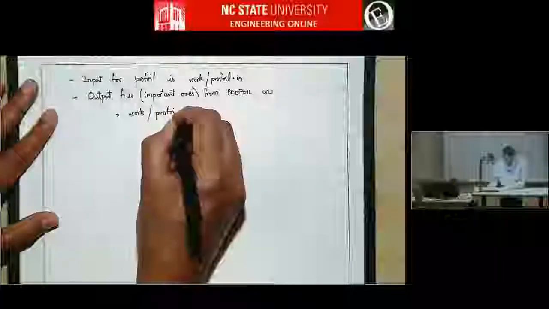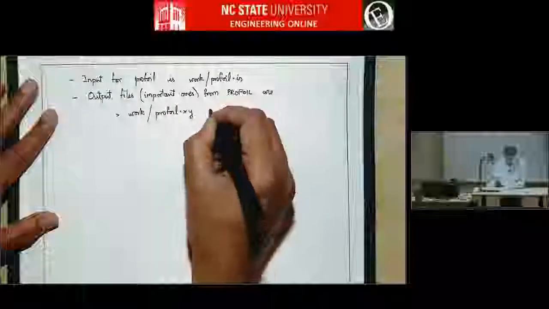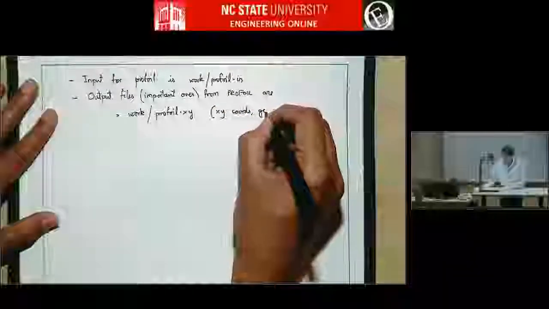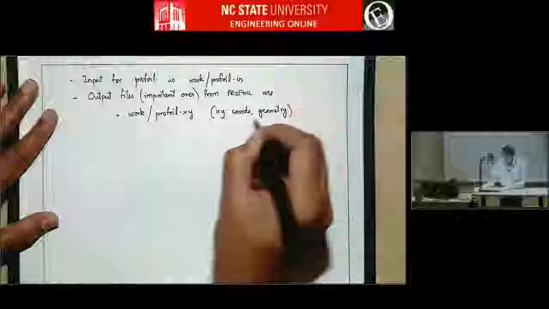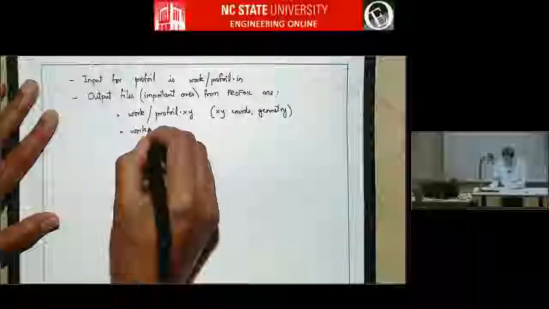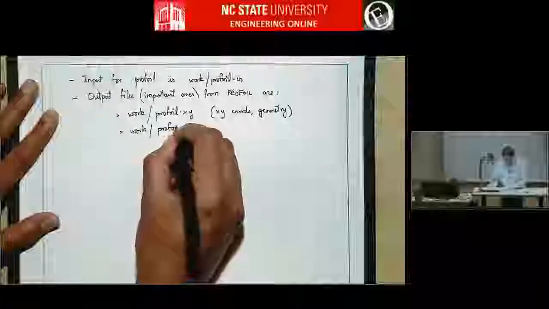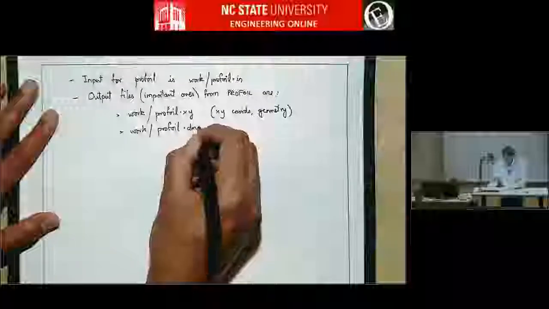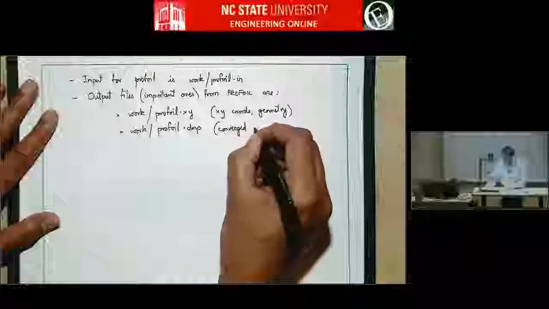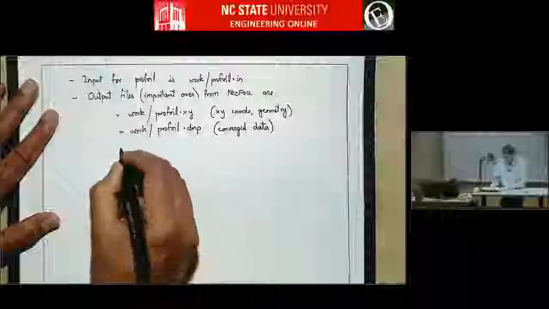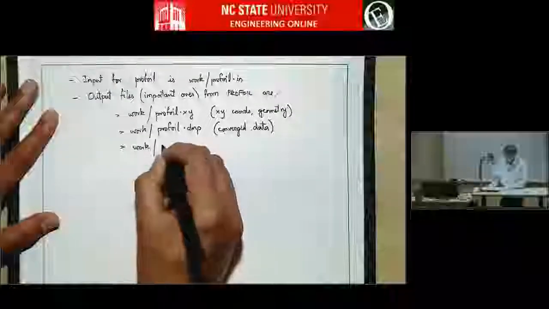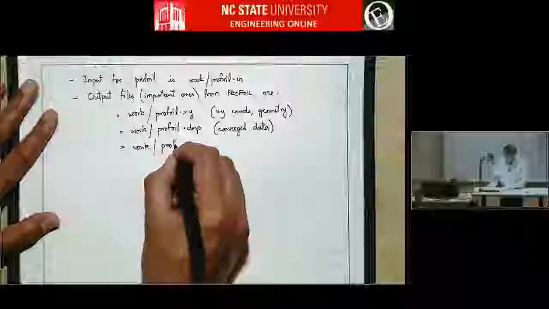So profoil.xy, and this has the xy coordinates, which is really the geometry of the airfoil. And then profoil.dump. This will have the converged data, and we'll talk about this more as we go forward. And then you also have the velocity distribution.